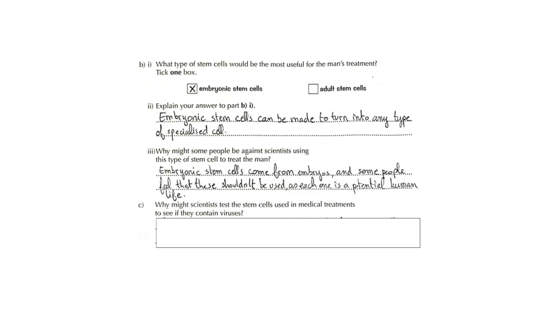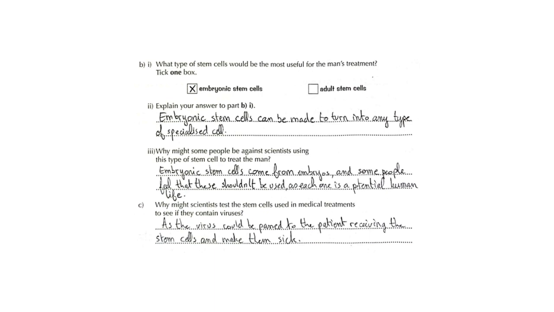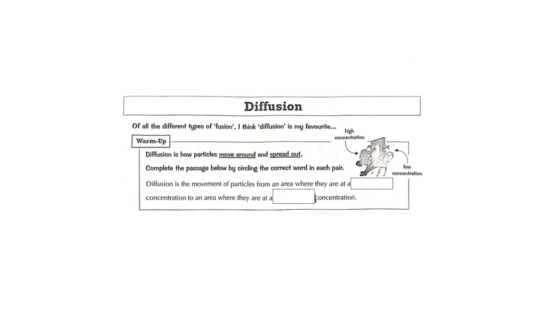So that's the answer. Why might some people be against scientists using this type of stem cell to treat the man? Because they're coming from an embryo, which is made by a fertilized cell dividing and dividing again. So they may consider that embryonic stem cells come from embryos, and some people feel that this shouldn't be used as each one is a potential human life. Why might scientists test the stem cells used in medical treatments to see if they contain viruses? So they prevent infection. The virus could be passed to the patient receiving the stem cells and make them sick. We don't want that to happen.